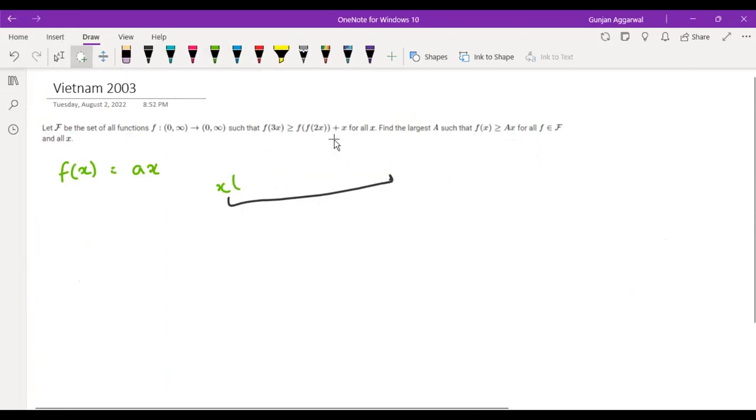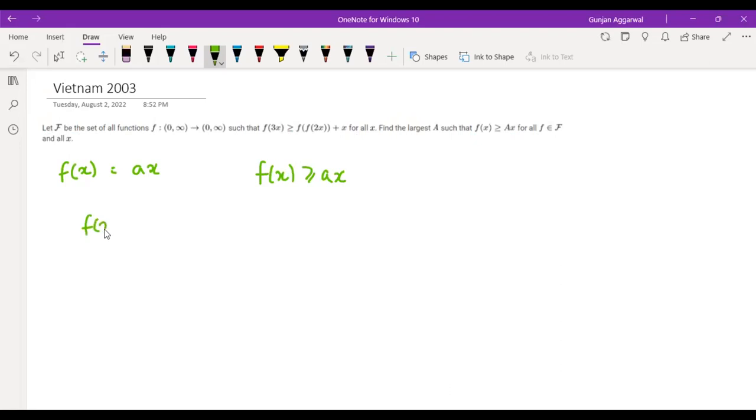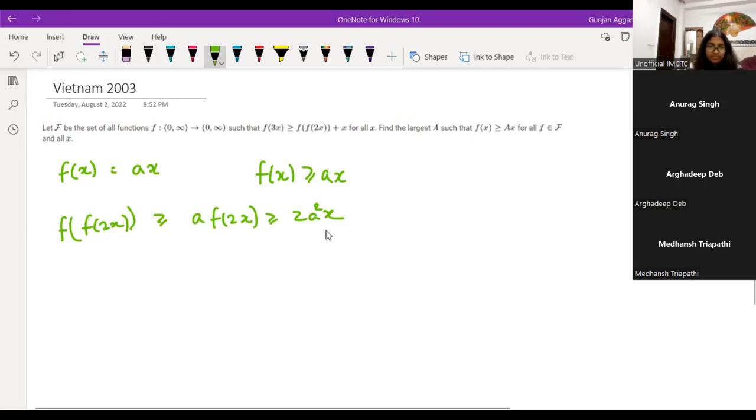Actually, first we can assume that for some A, it is the largest, and then we will have that f of x is greater than or equal to ax for that A, and A is the largest. Then we will get that f of 2x, basically one more f, is greater than or equal to a times f of x, and then this is greater than or equal to 2a square x, and then we can add one more x. Then we will get that f of 3x is greater than or equal to 2a square plus 1 x.